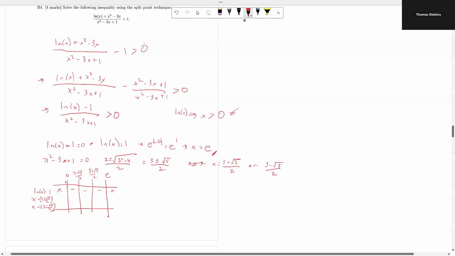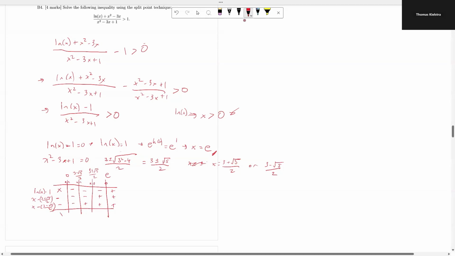And I'm undefined at 0. I'm undefined for each of my roots of my denominator, and I'm 0 for e. Right-hand behavior is positive, left-hand behavior is negative. I change sign at 3 plus root 5 over 2. Right-hand behavior is positive, left-hand behavior is negative. I change at 3 minus root 5 over 2.